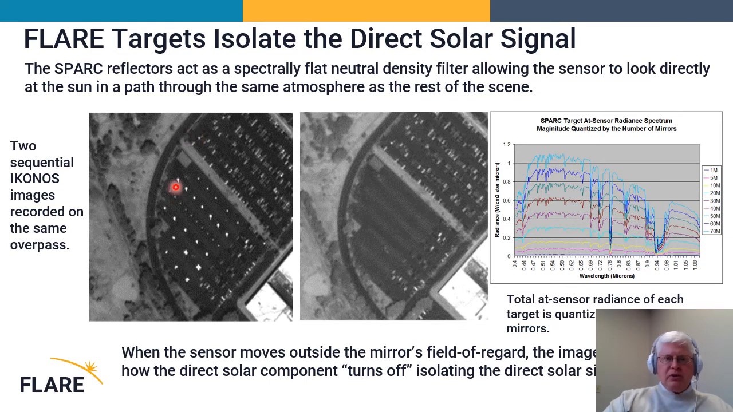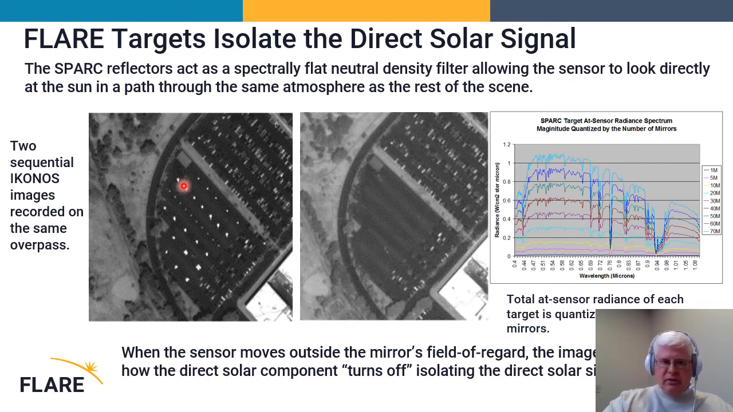One of the innovative parts of the FLAIR targets is, though, we can lay out multiple targets that provide multiple signal levels. Here we actually see in scene some of the FLAIR targets, just to provide some reference. This is in the field of regard of the sensor, and this is after the sensor has passed out of the field of regard. The mirrors are still there, but they're no longer visible because the sun is not being relayed into the field of regard of the sensor.